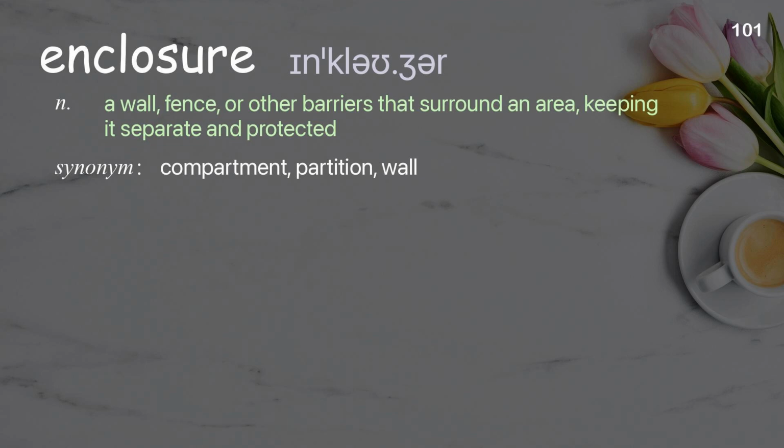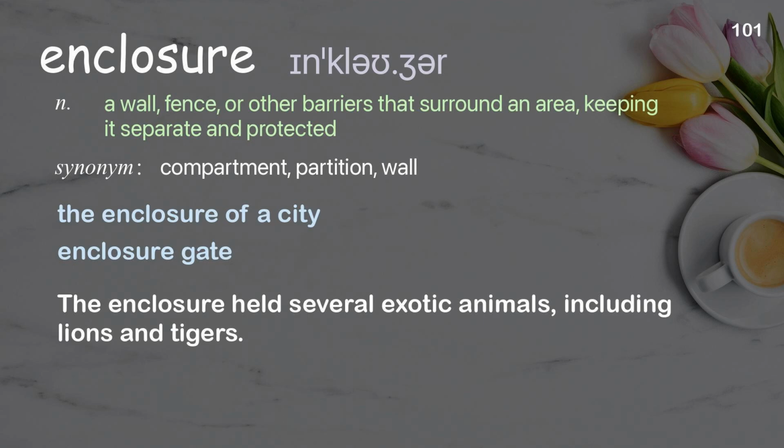Enclosure: a wall, fence, or other barrier that surrounds an area, keeping it separate and protected. Examples: the enclosure of a city, enclosure gate. The enclosure held several exotic animals, including lions and tigers.